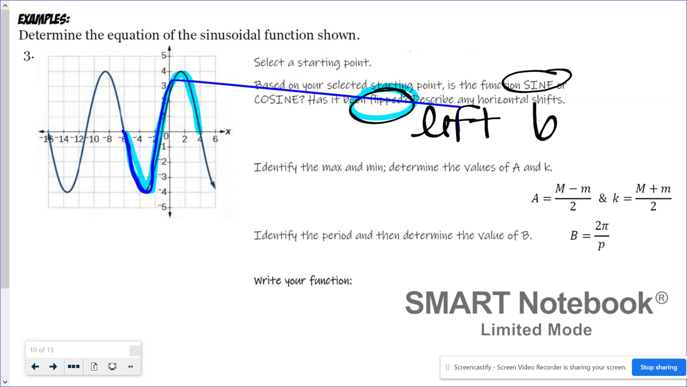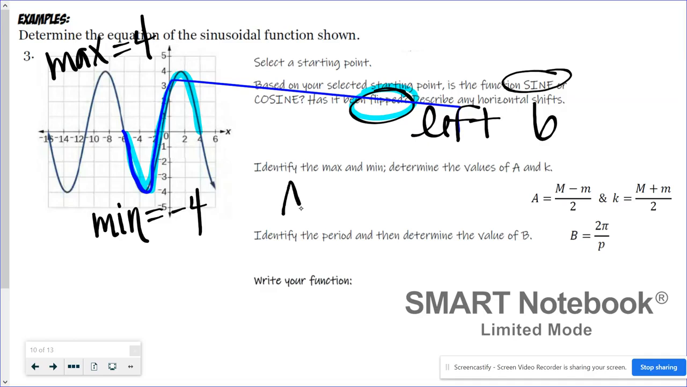Identify the max and the min, determine the values of A and K. So my function has a max of 4 and a min of -4. So this is pretty easy. I feel I don't need to actually use those formulas because clearly my amplitude is 4 and my midline is 0.